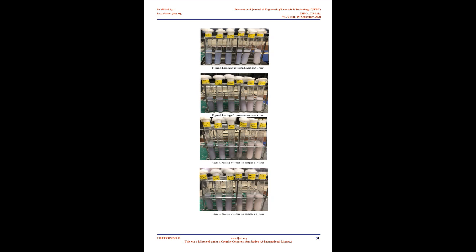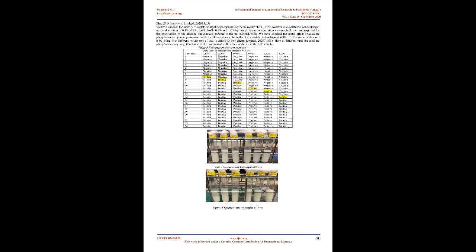pasteurized milk. We have checked the metal effect on alkaline phosphatase enzyme in pasteurized milk for 24 hours in a water bath, D.K. Scientific Technologies, at 36°C. In this we have checked it by using 5 different metals, one of which is manganese. Here at different times the alkaline phosphatase enzyme gets activated in the pasteurized milk, which is shown in the below table. Table 4. Readings of manganese test samples.